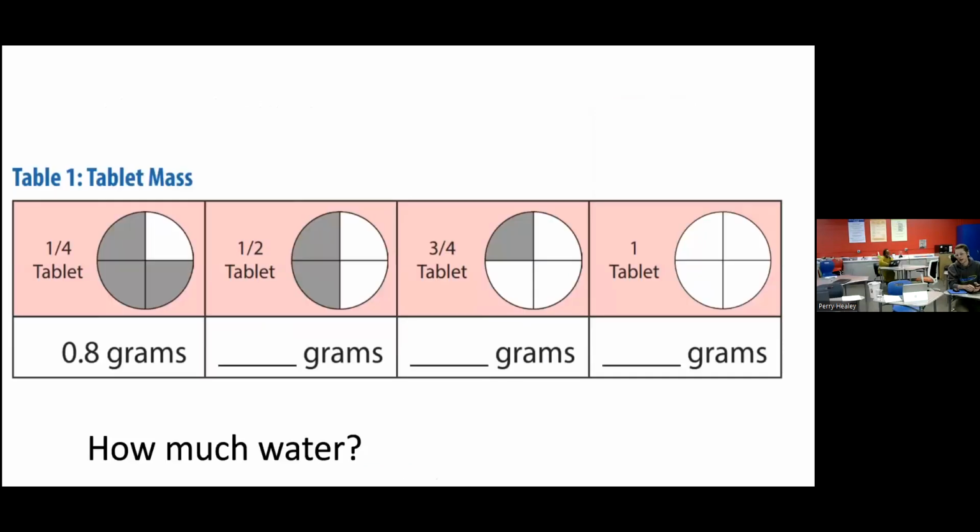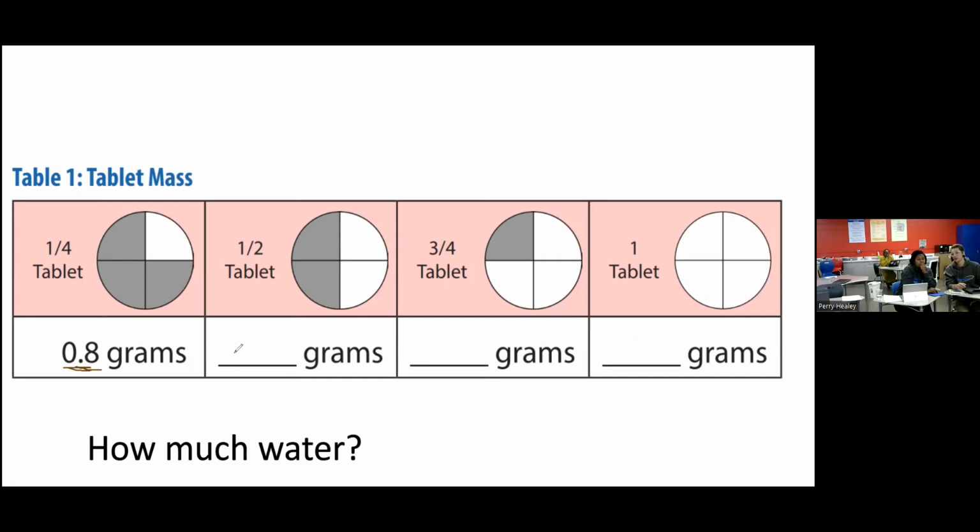All right, now that we have designed our experiment, we need to figure out how much Alka-Seltzer or sodium bicarbonate we are going to put in each trial in our film canister to watch it explode. So what I typically do is I walk students through finding the mass of each tablet. So on the screen, on the far left, you'll see that a fourth of a tablet is 0.8 grams, or 0.8 of a gram.